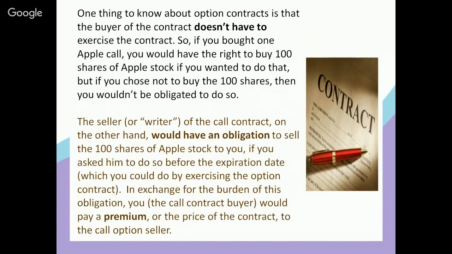In exchange for the burden of this obligation that the option seller has, you, the call contract buyer, would have to pay him a premium, or the price of the contract. So if you're the buyer, you would pay the option seller a little bit of money because he's taking on an obligation. You're paying a little bit of money called a premium for that right to buy the 100 shares of Apple stock before the expiration date.